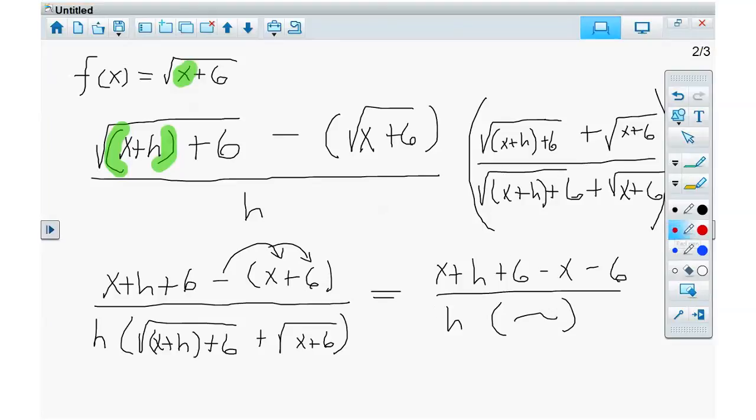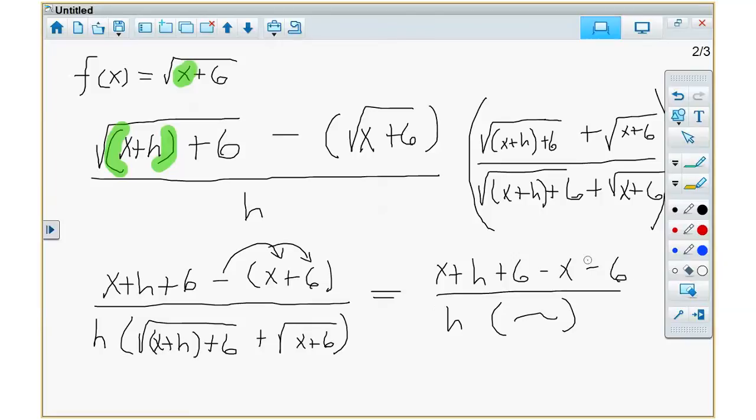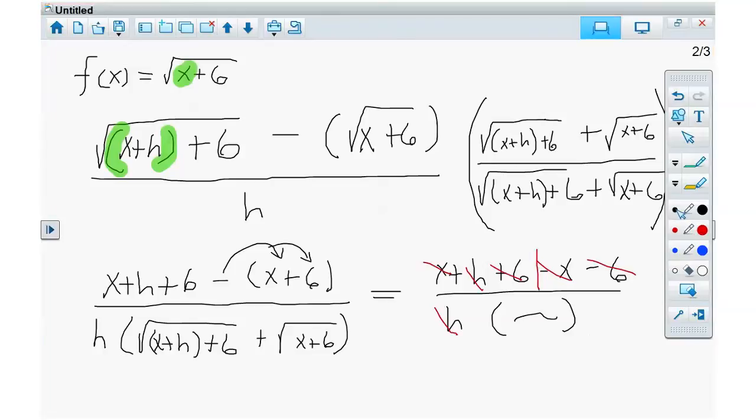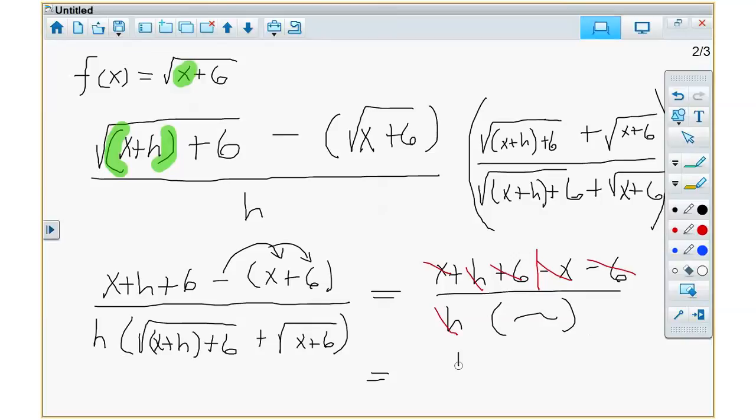So now, what do you do with the 6's? They cancel, the x's cancel, and the h's cancel. And that leaves a 1 up here. So now we've condensed it down to 1 over the square root of x plus h plus 6. Did I write x plus 6? I suck.